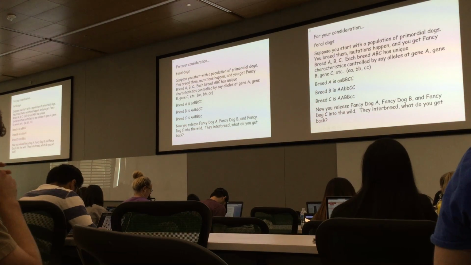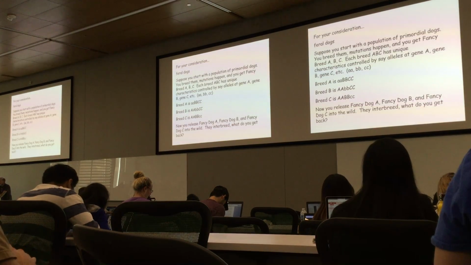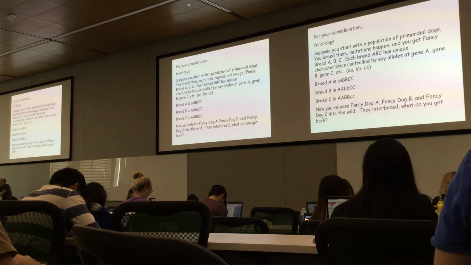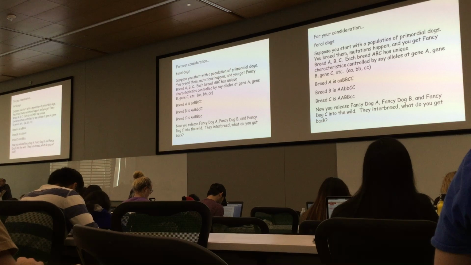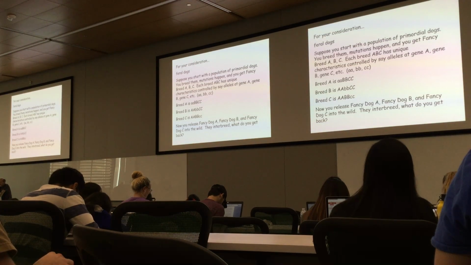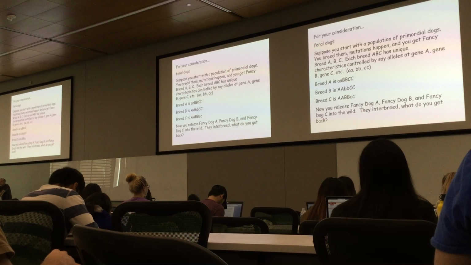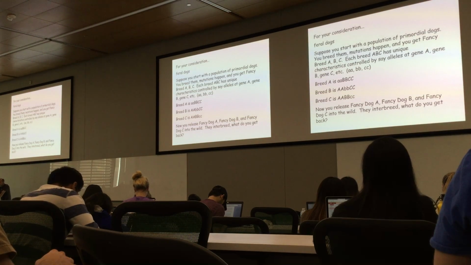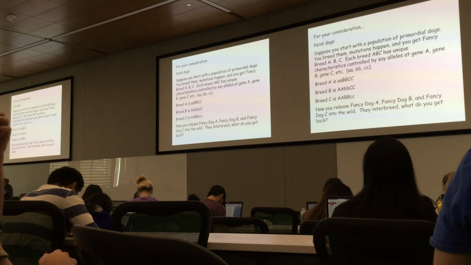Okay, so let's think about a kind of interesting problem. Feral dogs. One definition of feral dogs is the dogs that are produced if domesticated dogs are released and breed together, and then these dogs are out in the wild and try to hunt for themselves and all that kind of stuff. Okay?